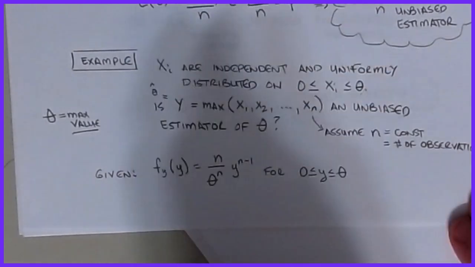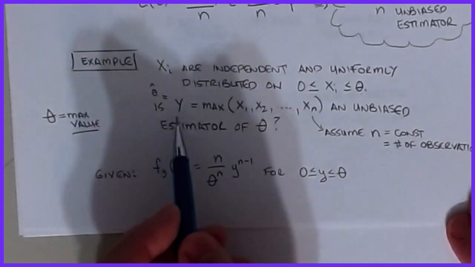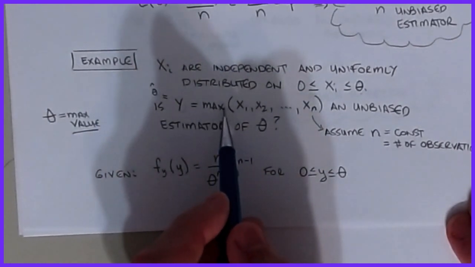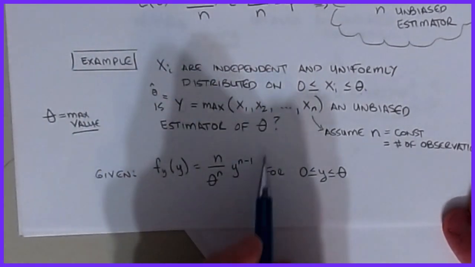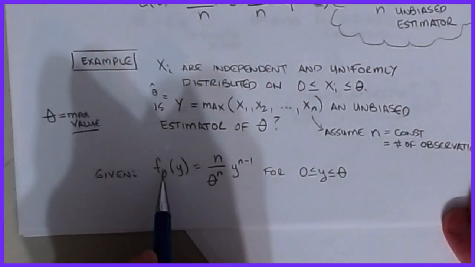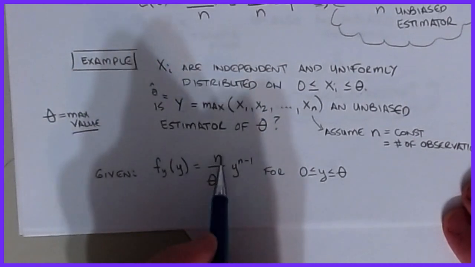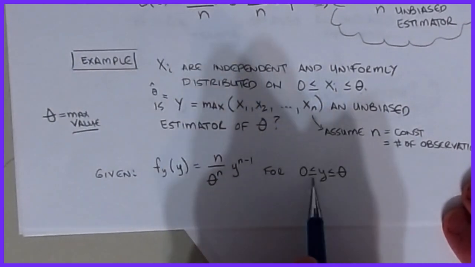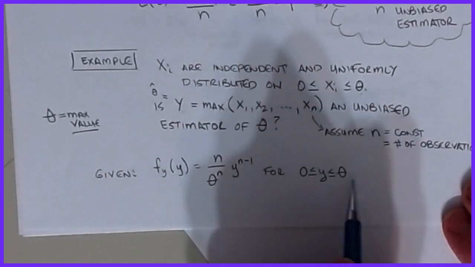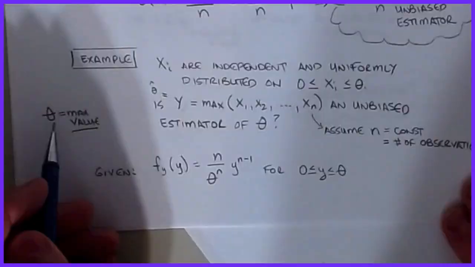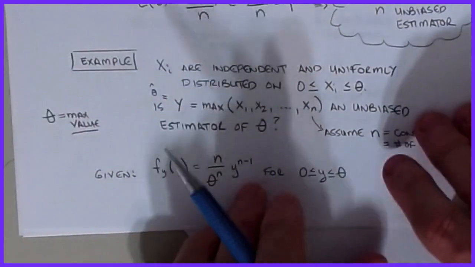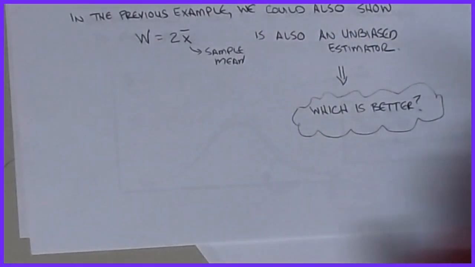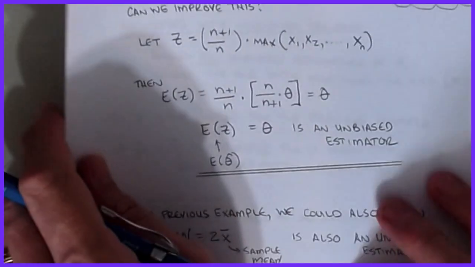Now for this variable y being the maximum, the max function has a distribution given as the marginal of y being n over theta to the n multiplied by y to the n minus 1, for some y value on that same interval, 0 less than or equal to y less than or equal to theta. Again, the statistic we're after is the maximum value. So just like before, we calculate the expected value of my function.